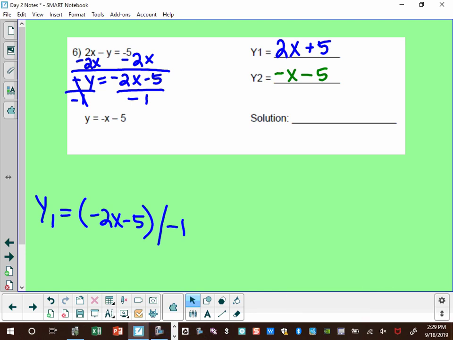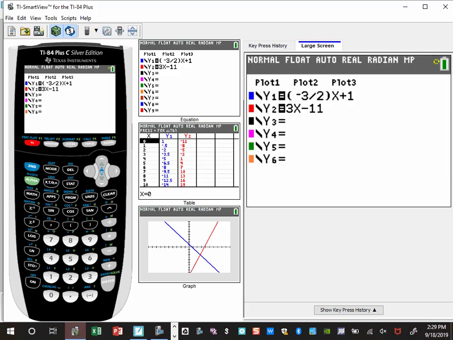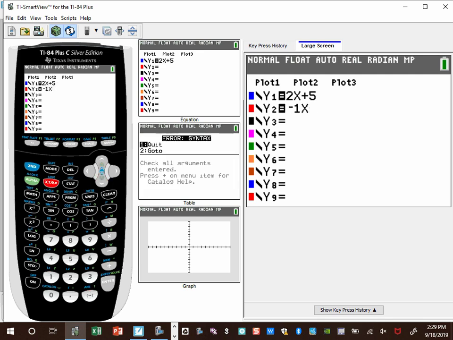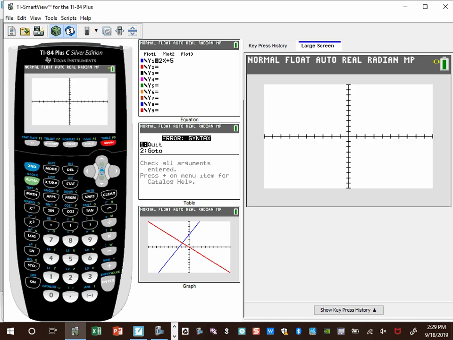Okay, let's double check that. I'm going to go to my y equals, clear out everything. My y1 was 2x plus 5. My y2 was negative 1x minus 5. Let's graph it. Is that what your lines look like?